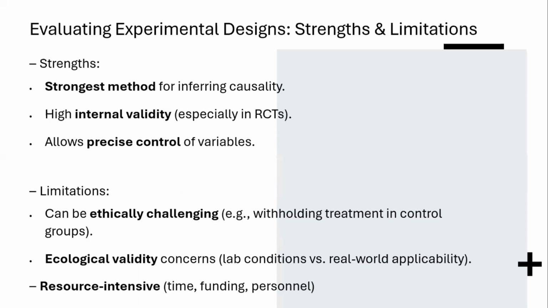So these are the strengths and limitations of experiments. Experiment happens to be the strongest method if you want to infer causality. If you want to say this causes this, then experiment is the strongest. It also has the highest internal validity. Its internal validity is very high. And then also, experiment can allow you to control for extraneous variables.